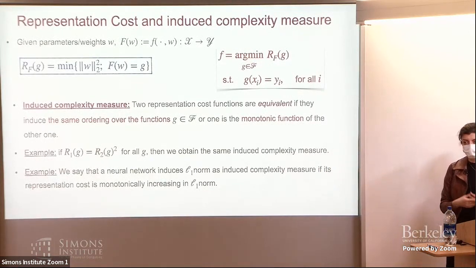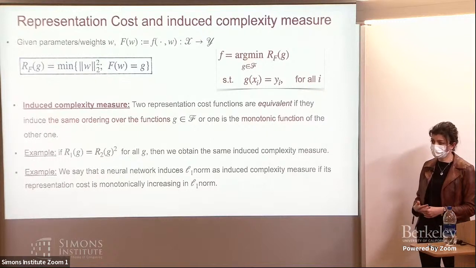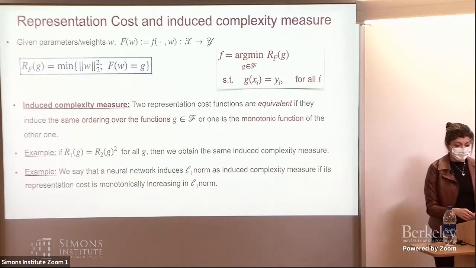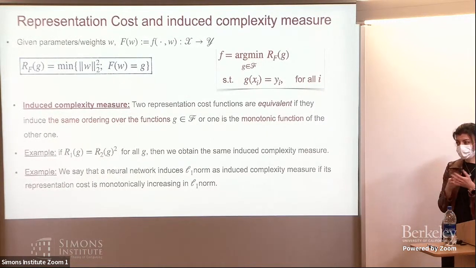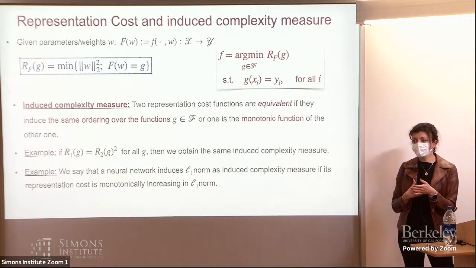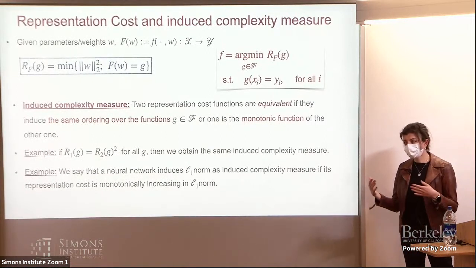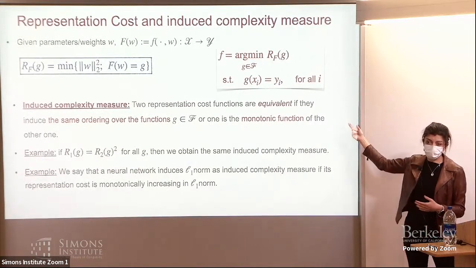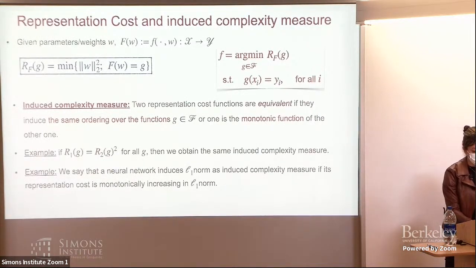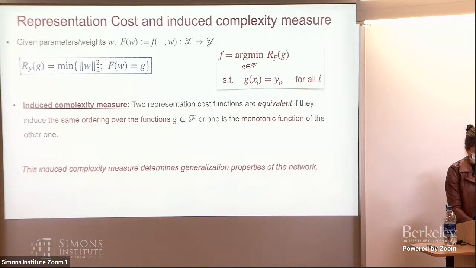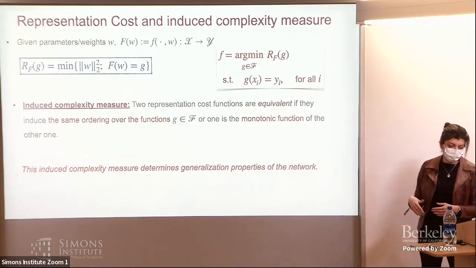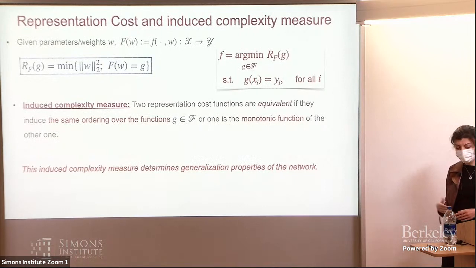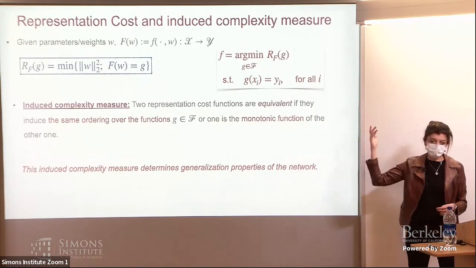And that's what we call the induced complexity measure in the function space. This is the measure of complexity. When we say that in the overparameterized regime we want to find the least complex function that interpolates, it means this is the measure of complexity that we're using. And that's the thing that determines the generalization properties of the networks, because it determines what the output of the algorithm is.